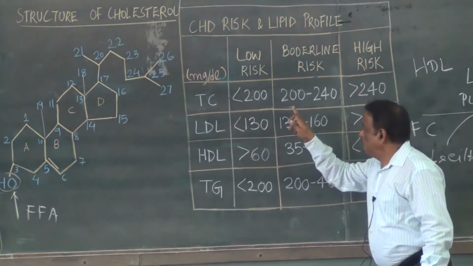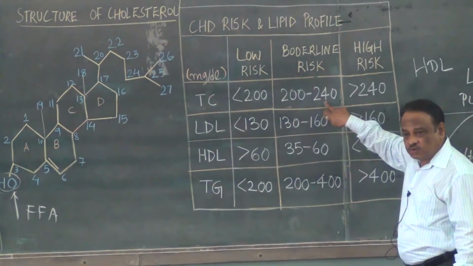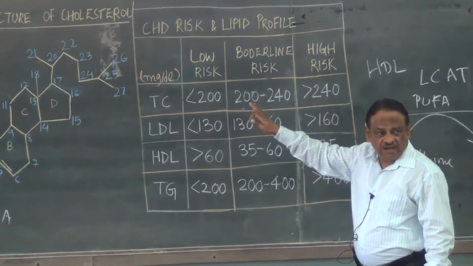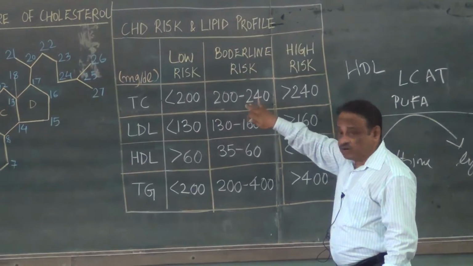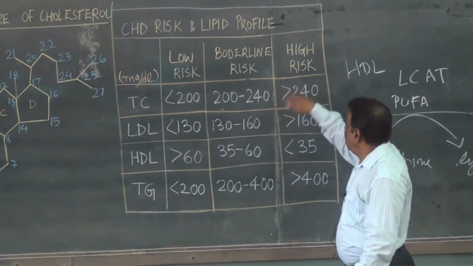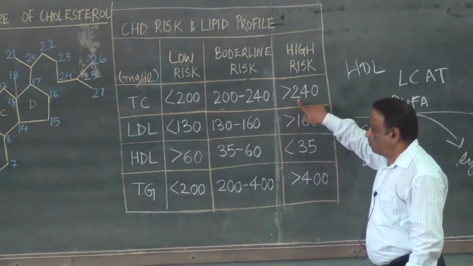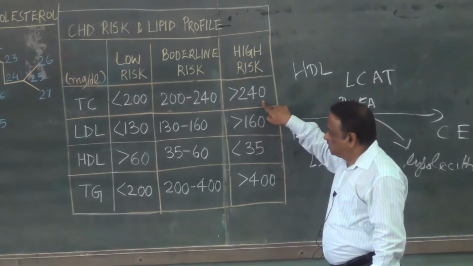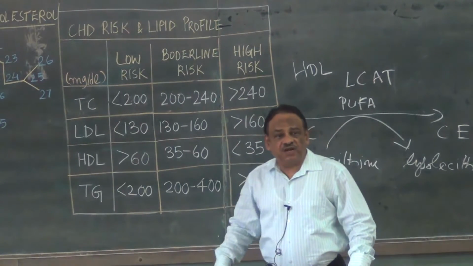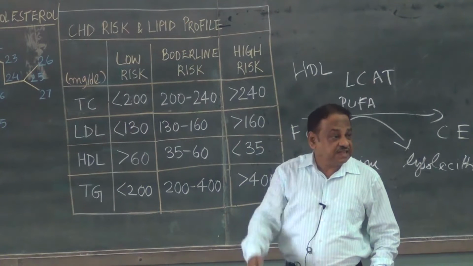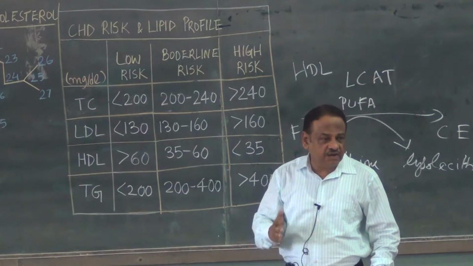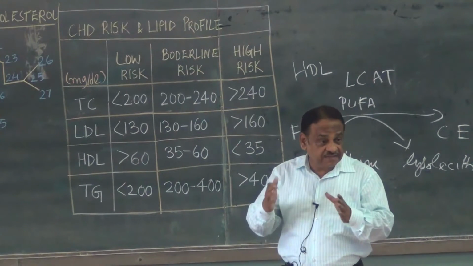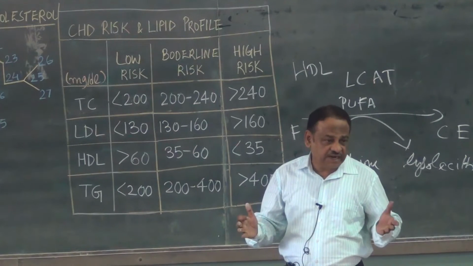Borderline risk is 200 to 240 milligrams. If anybody has this, there is a chance of borderline risk. And high risk is for those patients who have a total cholesterol level of more than 240. Now, total cholesterol is made up of various sub-fractions like LDL cholesterol, VLDL cholesterol, IDL cholesterol, the various types of lipoproteins we have studied.